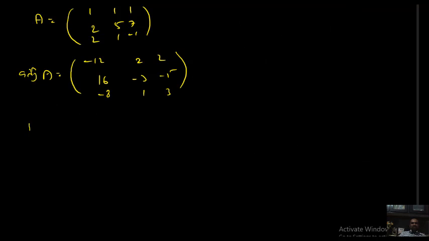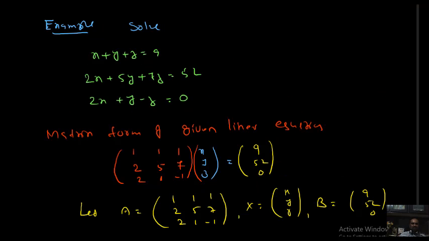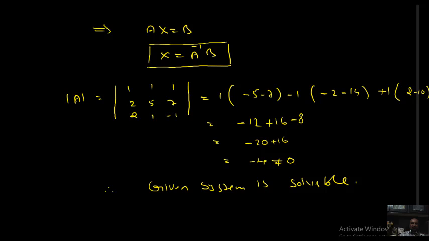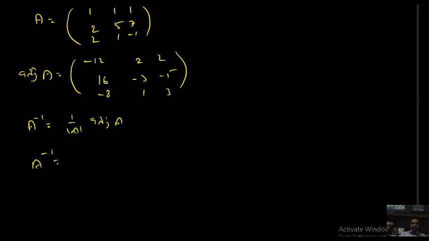Yeah, next I want to find A inverse. A inverse equal to 1 by det A into adjoint A. What did you get for det? Where is that det? Minus 4. Okay, 1 by minus 4 into minus 12 2 2, 16 minus 3 minus 5, minus 8 1 3. Important note, student, don't multiply with this constant. At last you can multiply, don't multiply here.